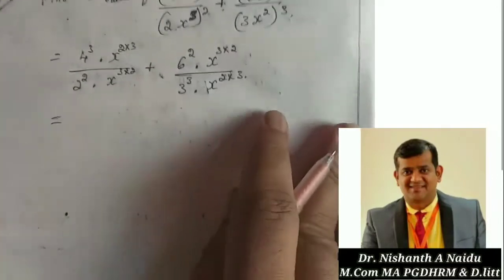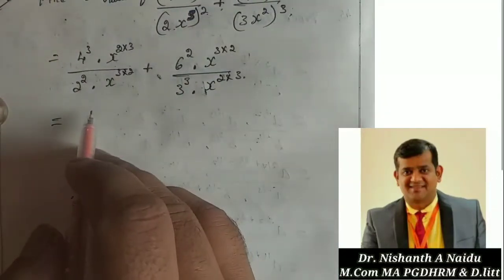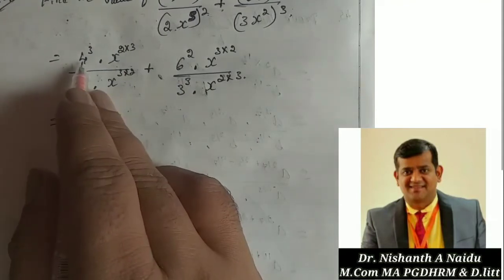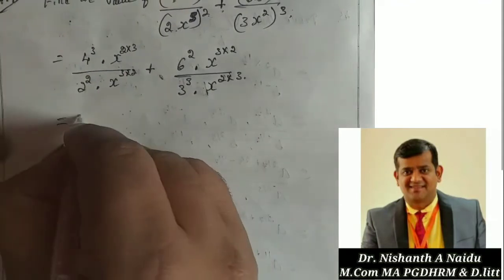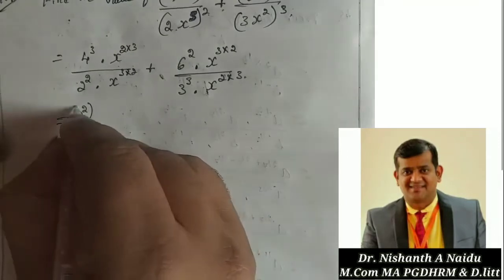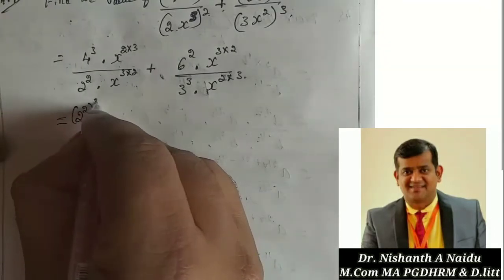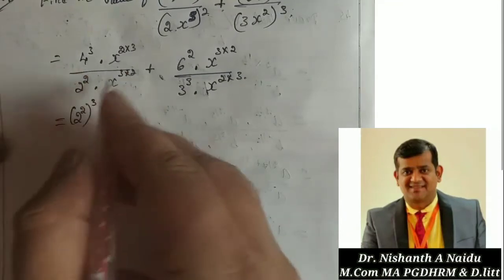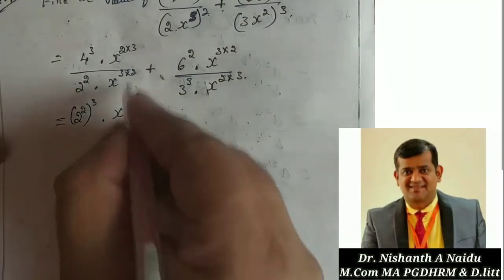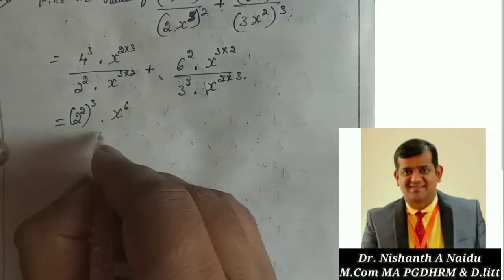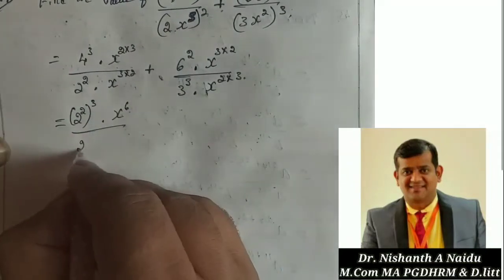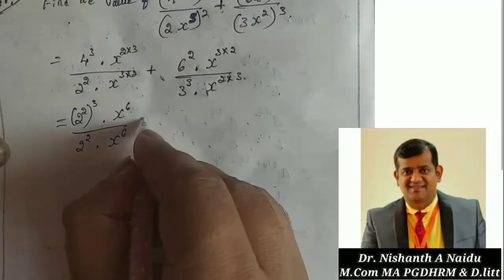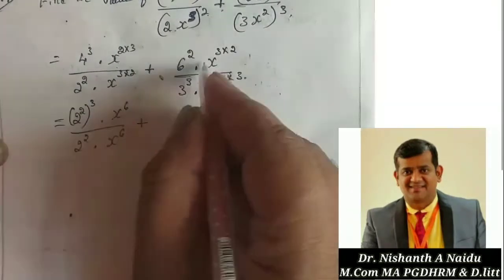So in the next step, we have to simplify further. Because 2 is there, I have to reduce 4 to 2 to the power 2. So (2 to the power 2) whole power 3, 2 to the power 2 is 4, 2 2's are 4, into x to the power 2, 3's are 6, divided by 2 to the power 2 into x to the power 3, 2's are 6, plus 6 to the power 2.